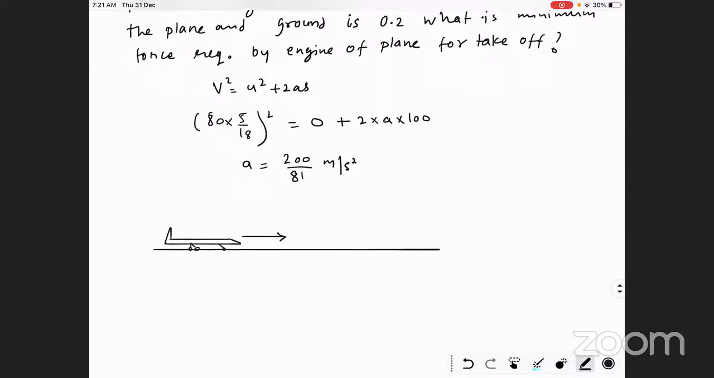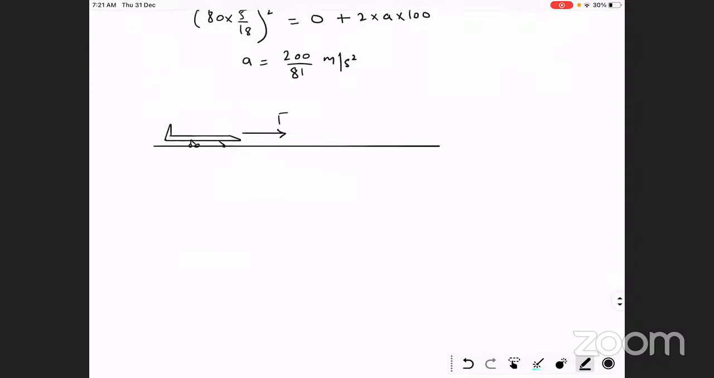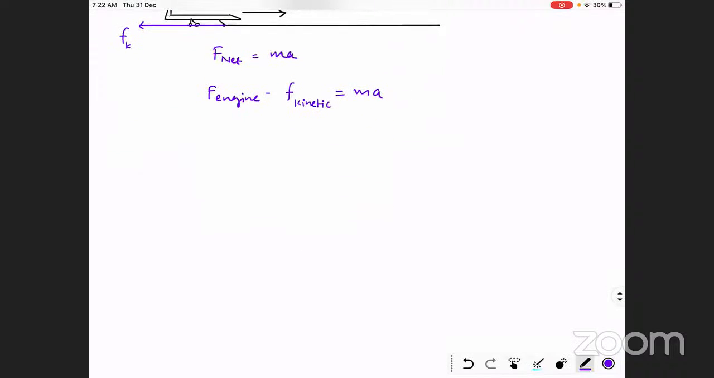तो एक्सेलरेशन तो अपन को पता चल गया कि इतना होना चाहिए. इंजन का फोर्स आगे की तरफ लग रहा है और फ्रिक्शनल फोर्स इज एक्टिंग बैकवर्ड, राइट? K for kinetic friction, right? So F net is equal to ma कैसे लगाएंगे? Force of engine minus kinetic friction, है ना? Is equal to ma. Is this correct, बच्चों?